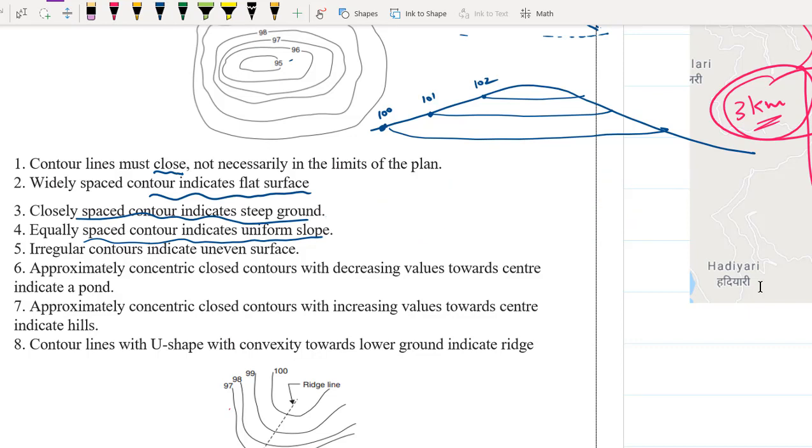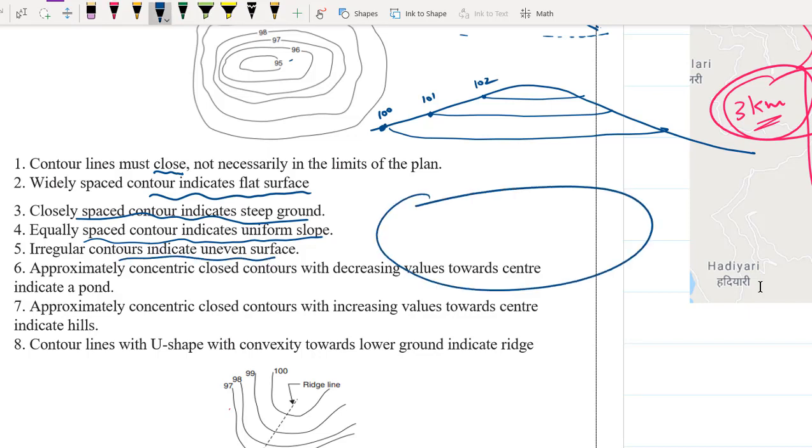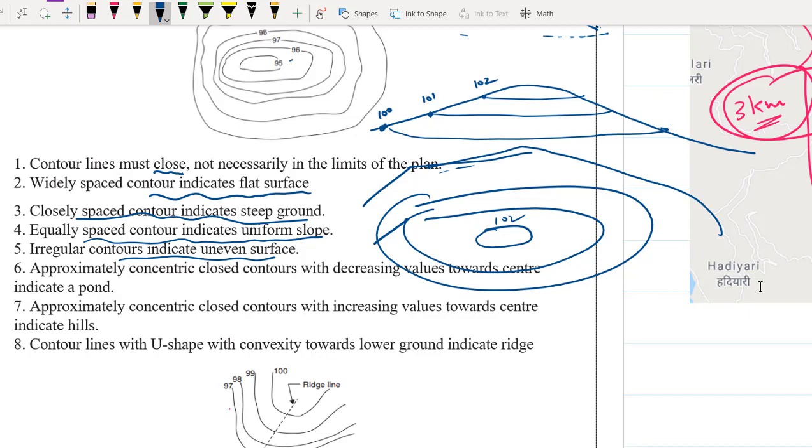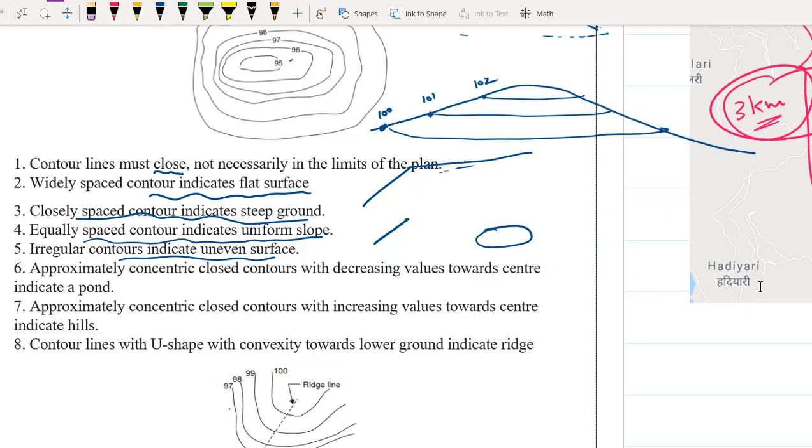But if you see uneven or irregular contours, that means the slope is uneven. For example, you got something 100 here, 101 here, and 102 is somewhere here. That means the slope is not uniform. So your diagram is something like this. The slope is not uniform in that area. I hope you got it right.